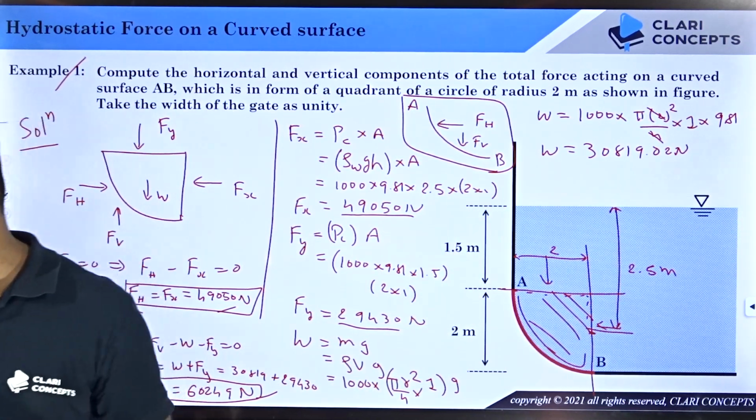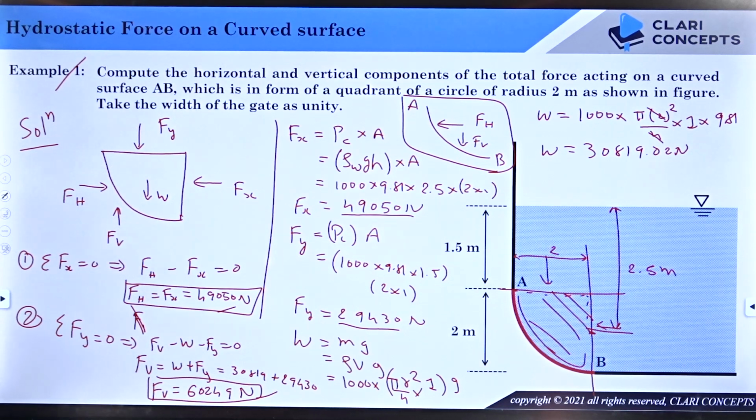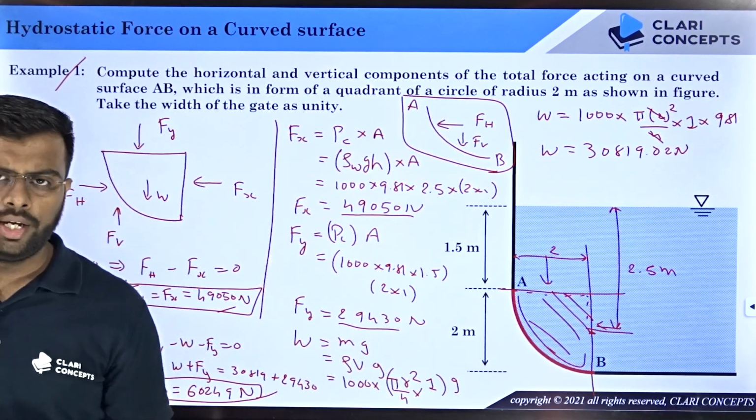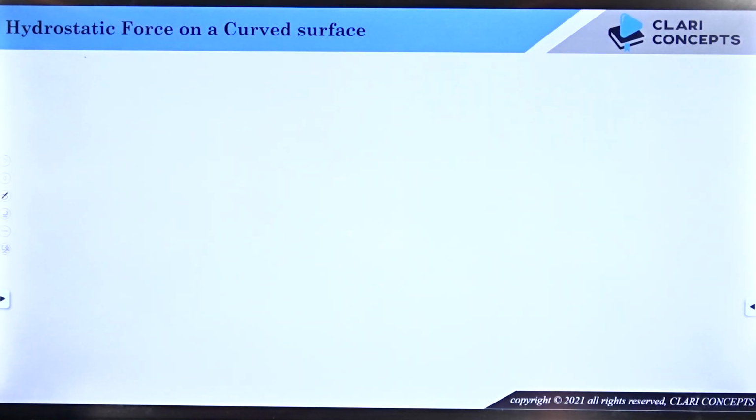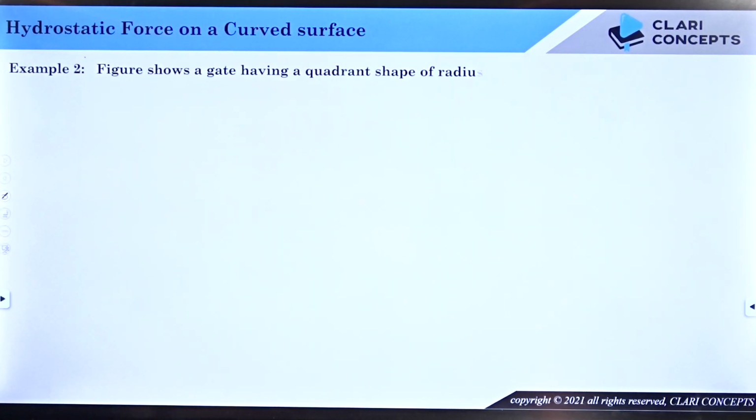Let me check the answer. 60249, okay, perfect. And then FH, 49050, perfect. So I hope you got the answer. Let us take another example. Let us look at another example to get more clarity.